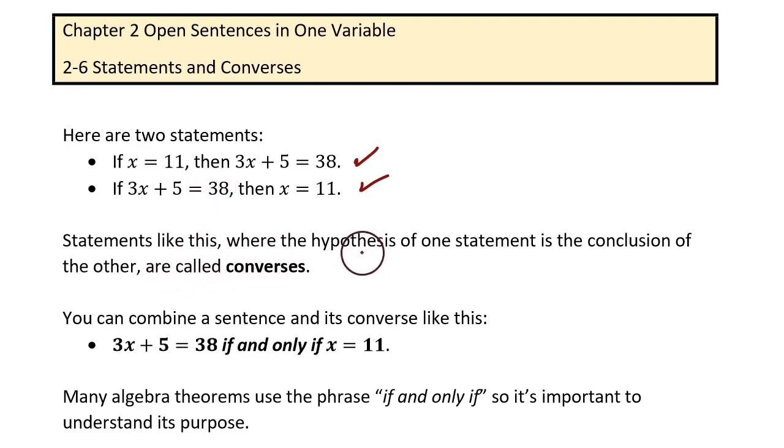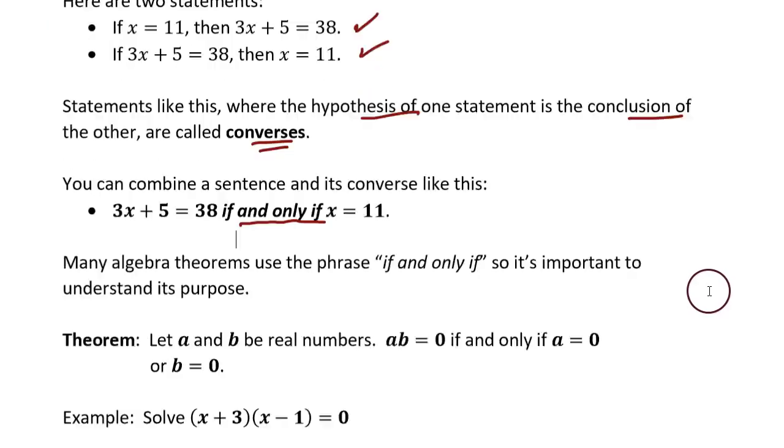Statements like this, where the hypothesis of one statement is the conclusion of the other, are called converses. You can combine a sentence and its converse like this. 3x plus 5 equals 38 if and only if x equals 11. The reason for mentioning this is that many algebra theorems use the phrase "if and only if" in the middle of the sentence. So it's important to understand why that's there.